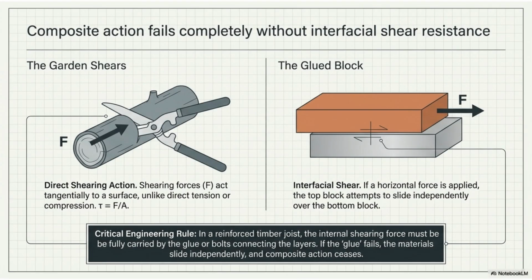Composite action completely fails without interfacial shear resistance. Direct shearing action involves forces tangential to a surface. If the interface, such as a glue or bolts, fails, the materials slide independently and the composite action ceases.